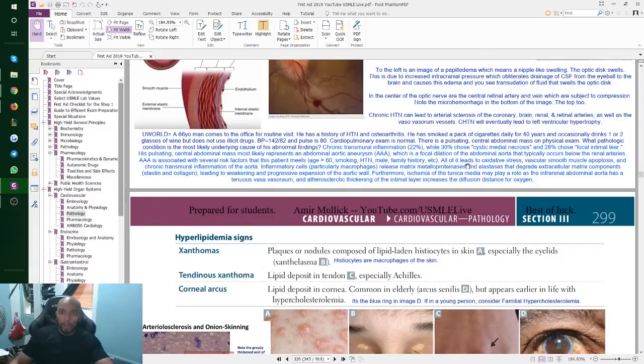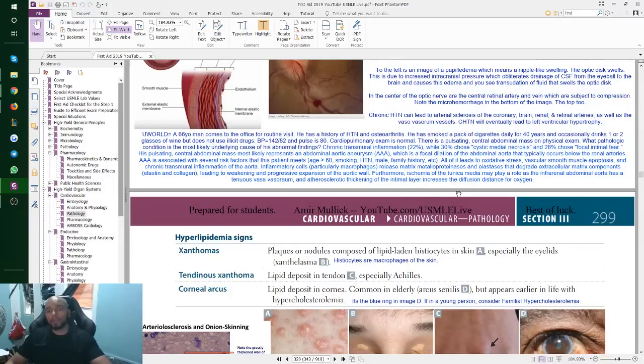So he meets a bunch of the risk factors either way. All of it leads to oxidative stress, vascular smooth muscle apoptosis, and chronic transmural inflammation of the aorta. You're just going to cause a lot of inflammation. Inflammatory cells, particularly macrophages, release matrix metalloproteinases and elastases that degrade the extracellular matrix components, elastin and collagen, leading to weakening and progressive expansion of the aortic wall.